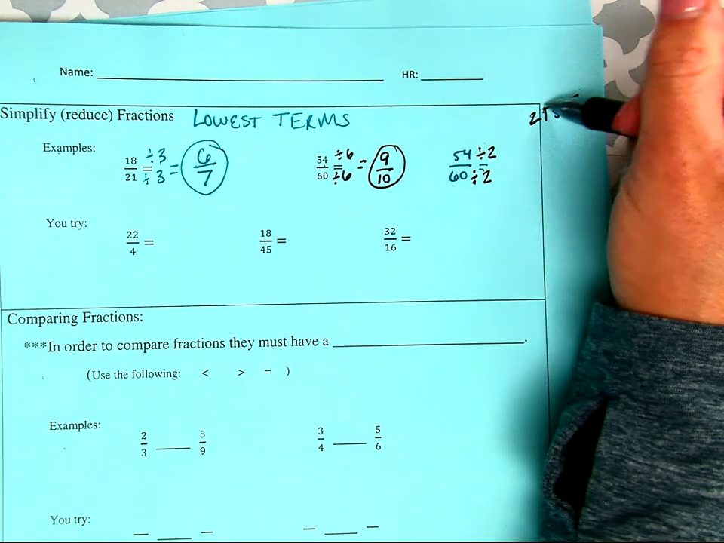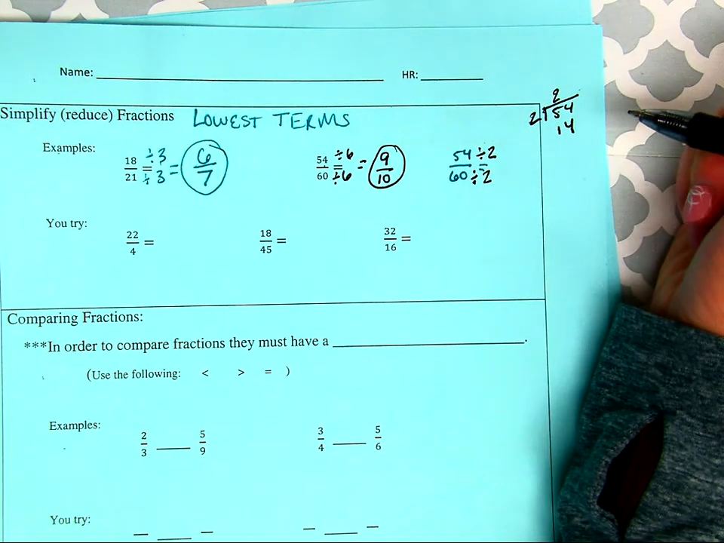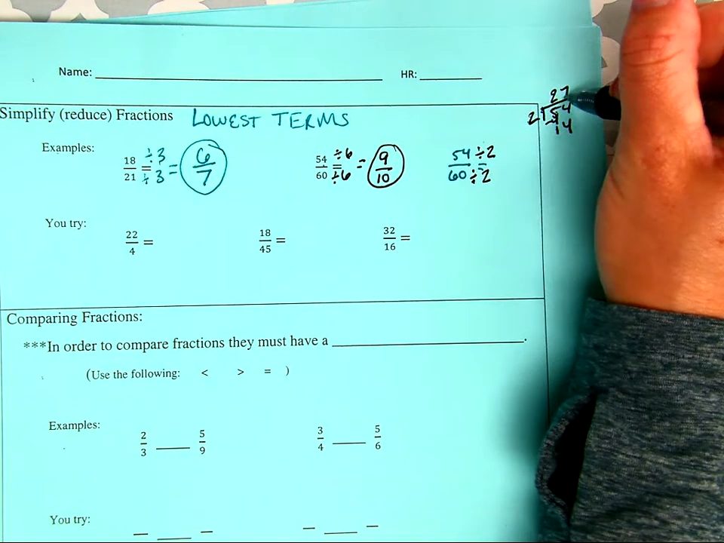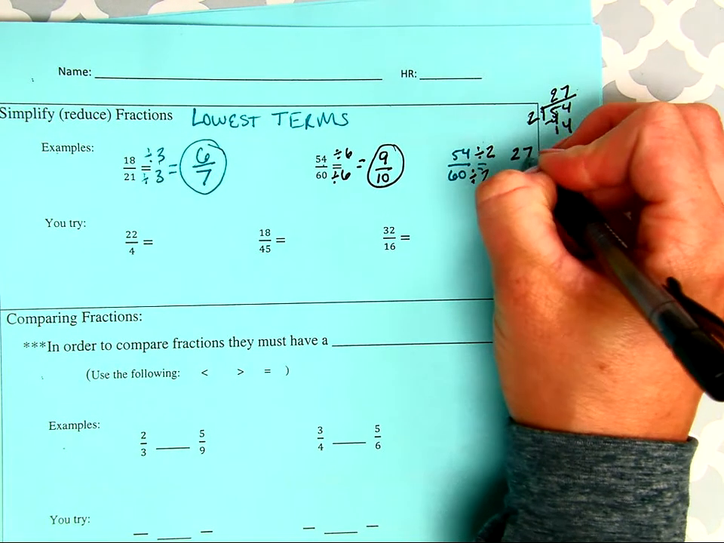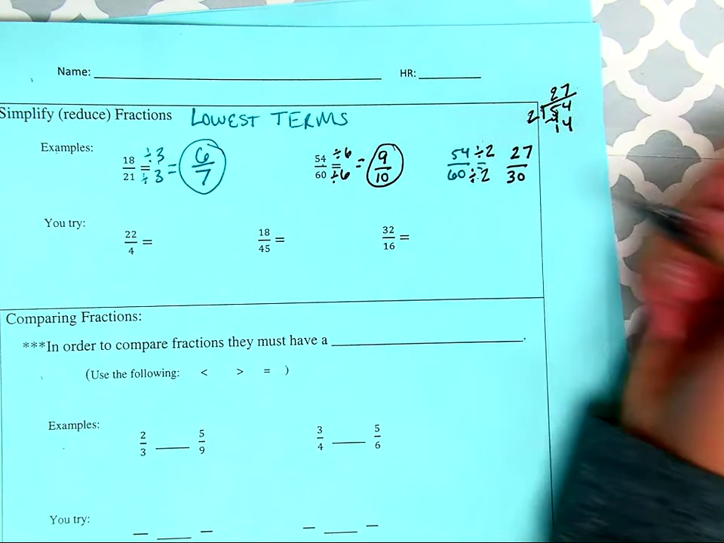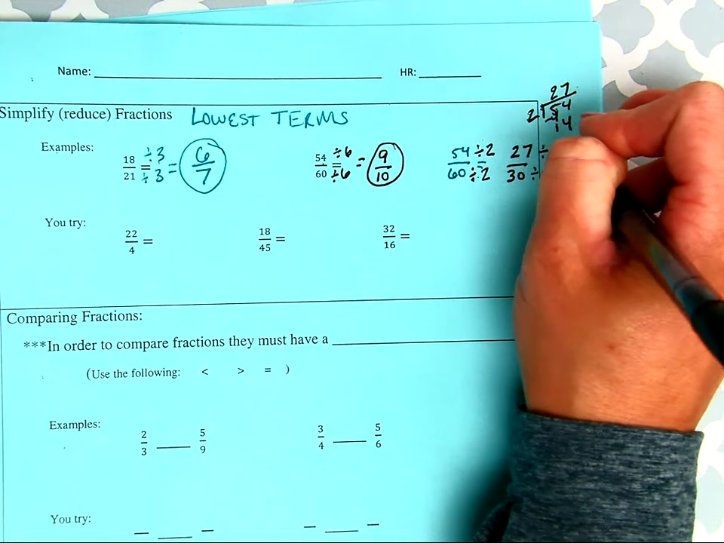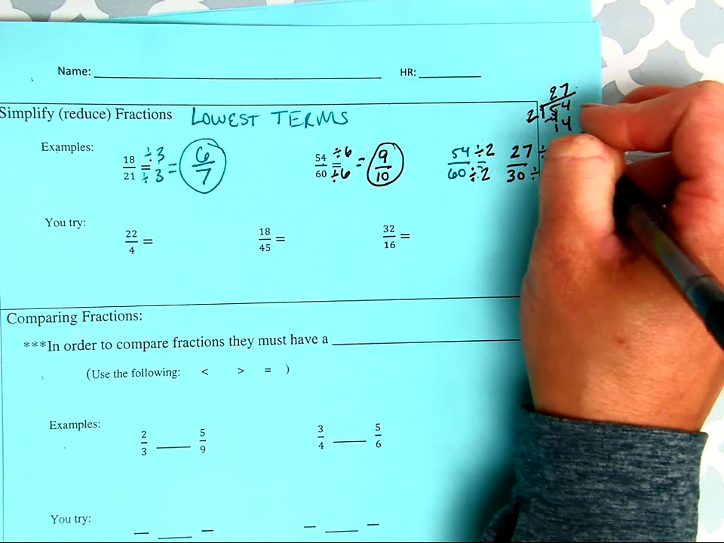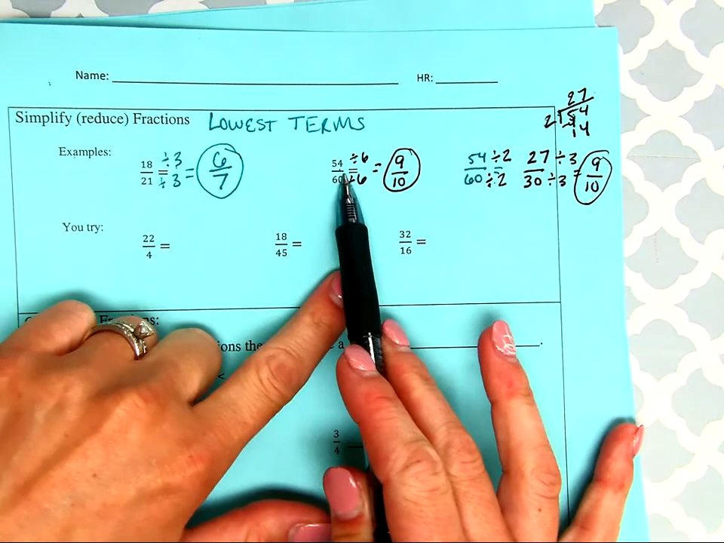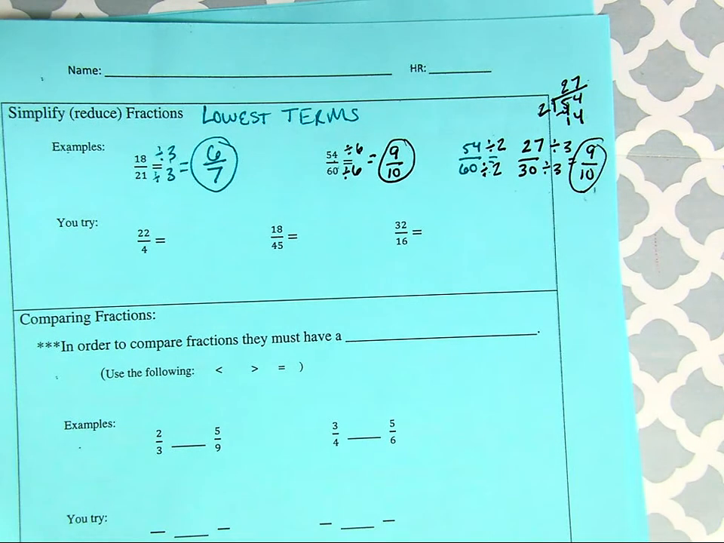2 can go into 5 twice. And then I subtracted 4 and got 1, brought down my 4. 2 can go into 14 7 times. So that brings me to 27. 60 divided by 2 is 30. This is still not in its lowest term. So now I can divide by 3 to bring me to my 9/10. Okay? So it doesn't matter how I get there, whether I did it in one step or a couple steps, as long as we get to those lowest terms is all we want to do.